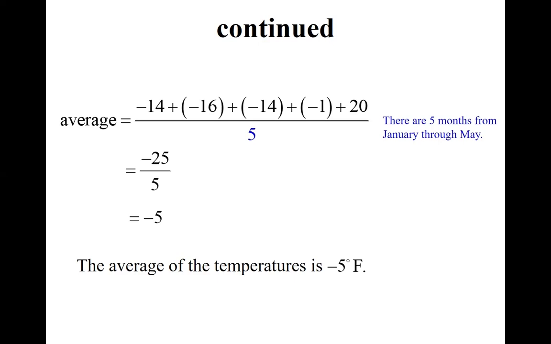-14 plus -16 is -30. Plus -14 would be -44. Plus -1 would be -45. Plus 20 brings us up to -25. And then -25 divided by 5 is -5. So the average of the temperatures from January through May is -5 degrees Fahrenheit.